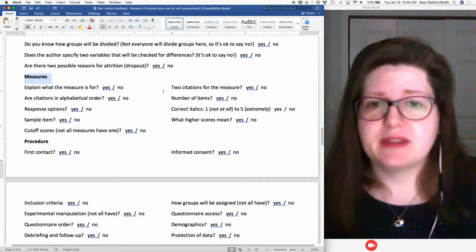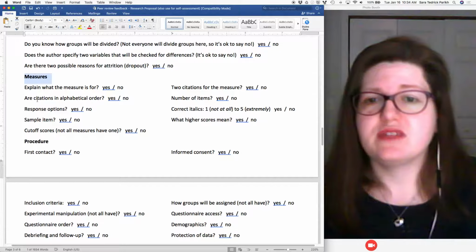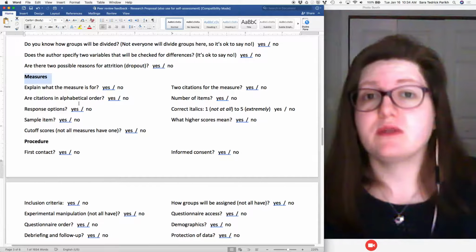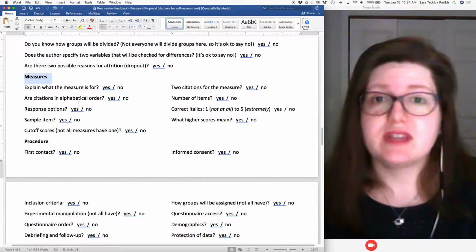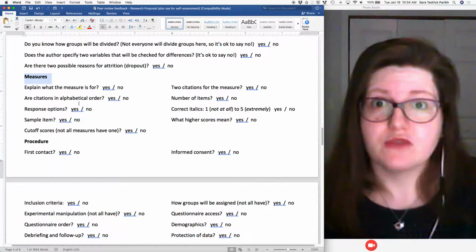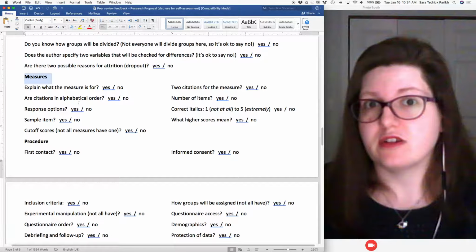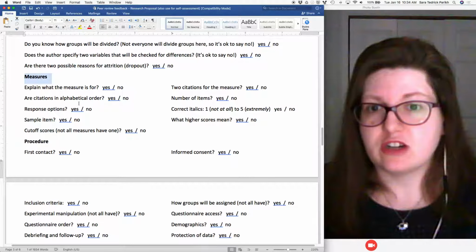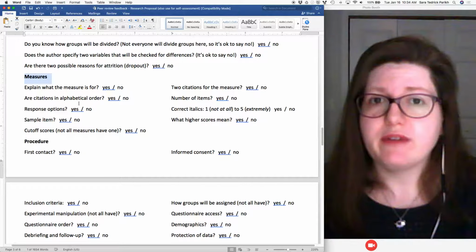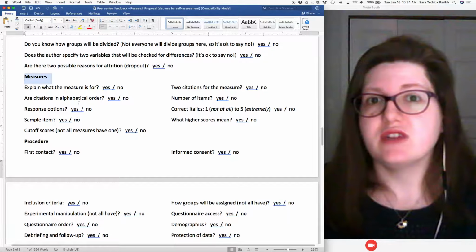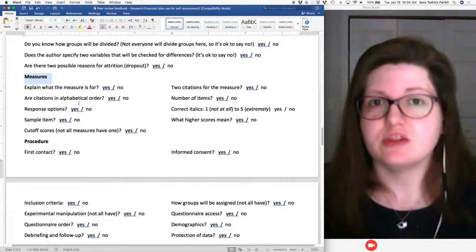Measures, does it explain what the measure is for? Are there two citations for the measure? Are the citations in alphabetical order? So when you have two citations for the same sentence, you're going to cite the article where you found it, and you're also going to cite, as far as you can tell, the original article for that measure. And when you do this, you never change the order of authors for a single citation. And that's because that order is meaningful. It tells you how much each person contributed.